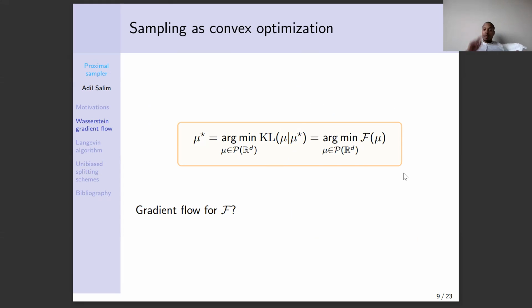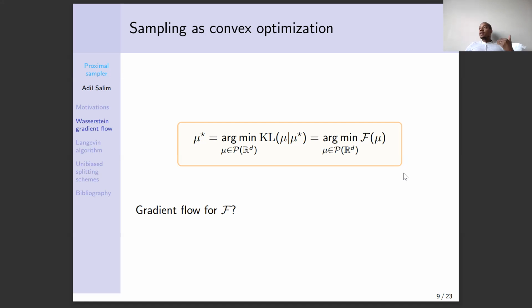Now what we are going to do to sample from mu star is to find a nice dynamics that is going to minimize F. And since this dynamics is going to minimize F, it will provide samples from the minimizer of F, which is mu star. So this is basically the point of view here.